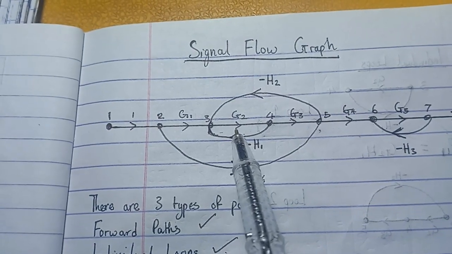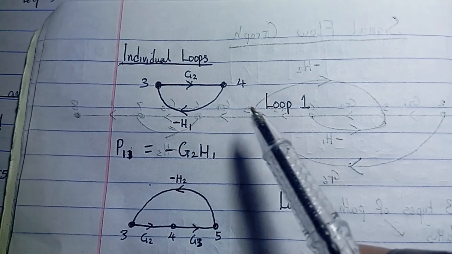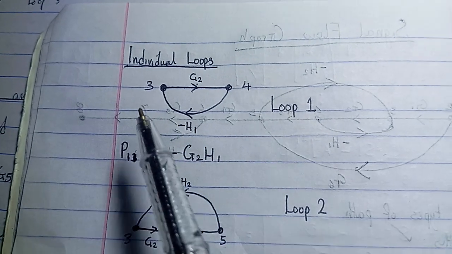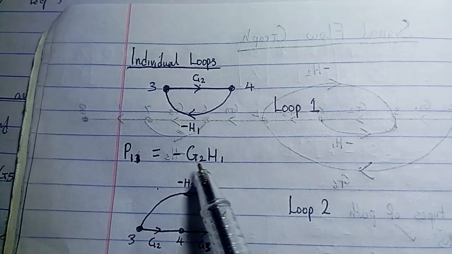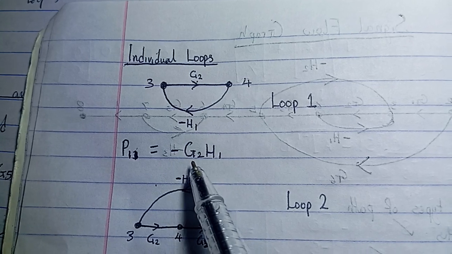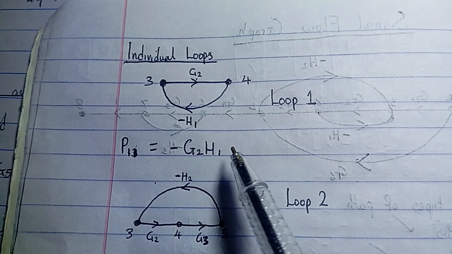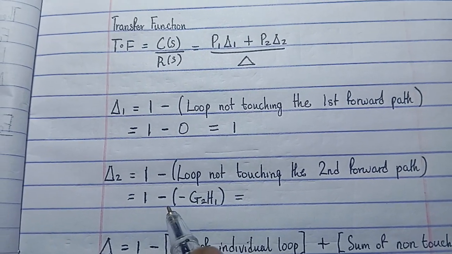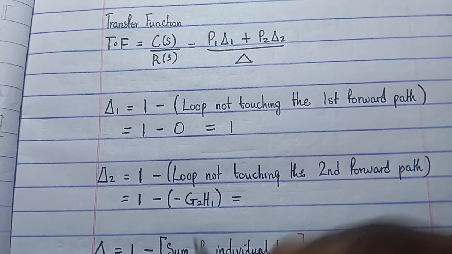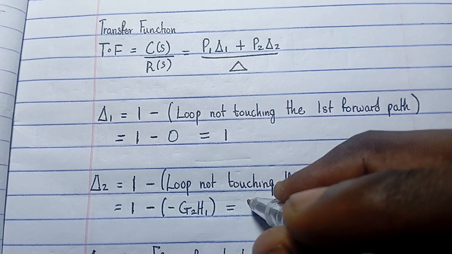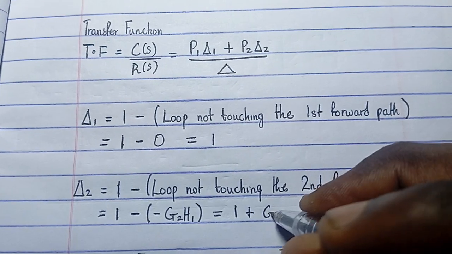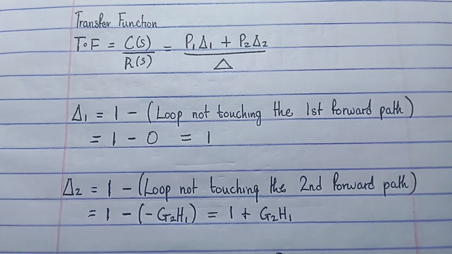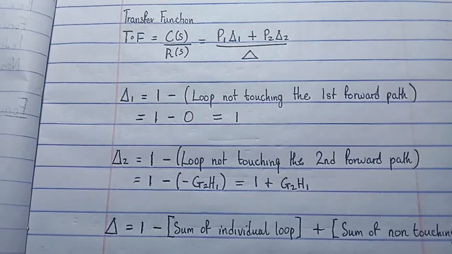So let's go back, and the loop we were talking about was our loop 1, that is loop 3, 4 and back to 3, which has a gain. This is the gain here. The gain is minus G2 H1. So let's write that down. That is 1 minus bracket minus G2 H1. That is 1 plus G2 H1. So we have our delta 2. Next thing we're going to look for is delta.